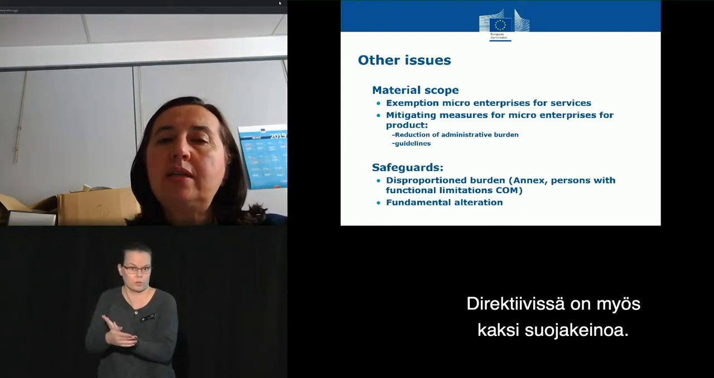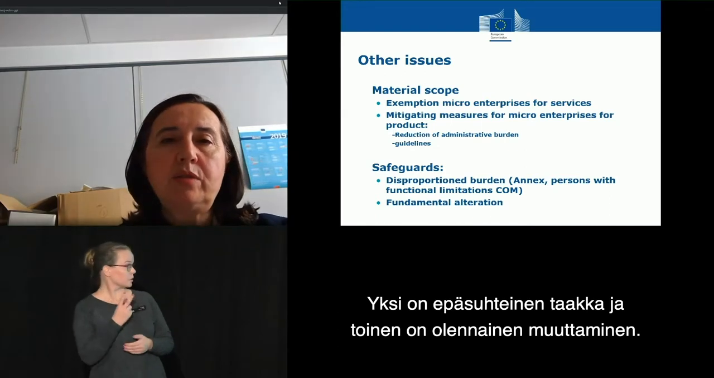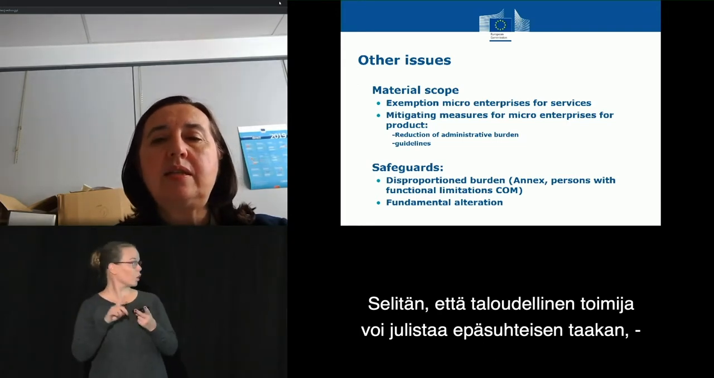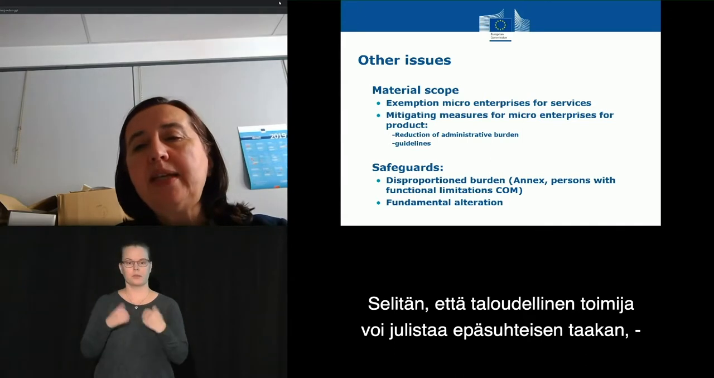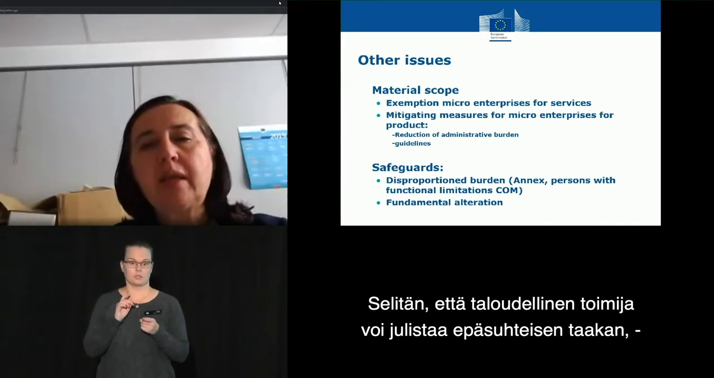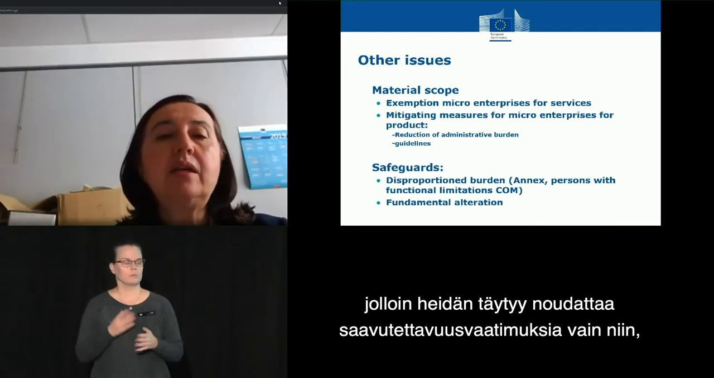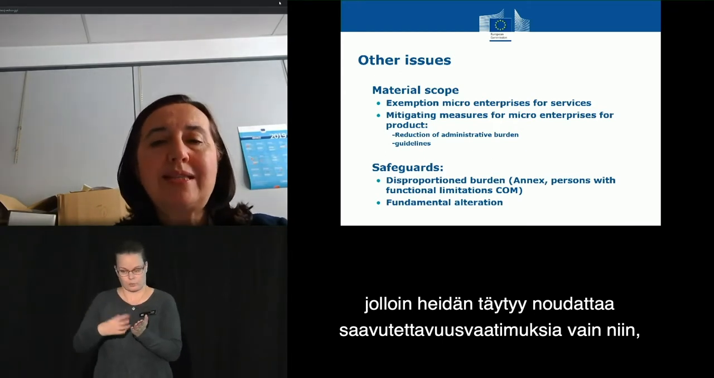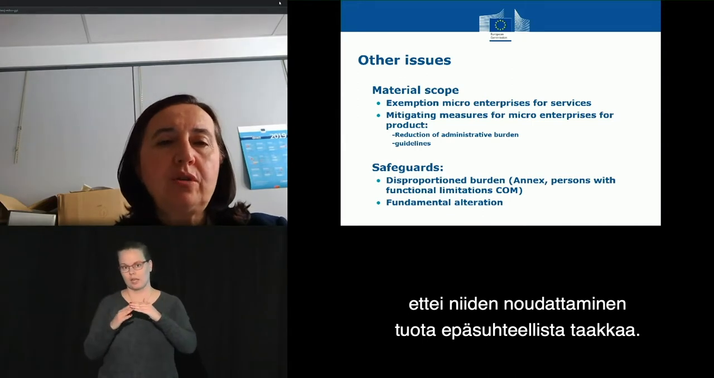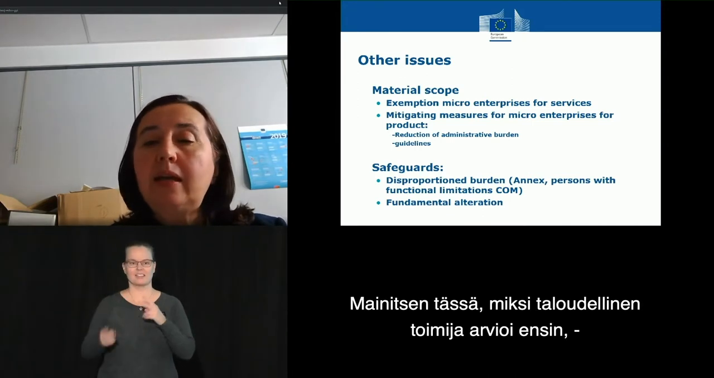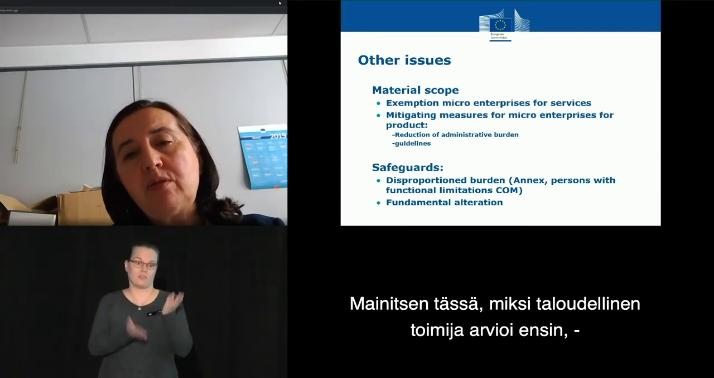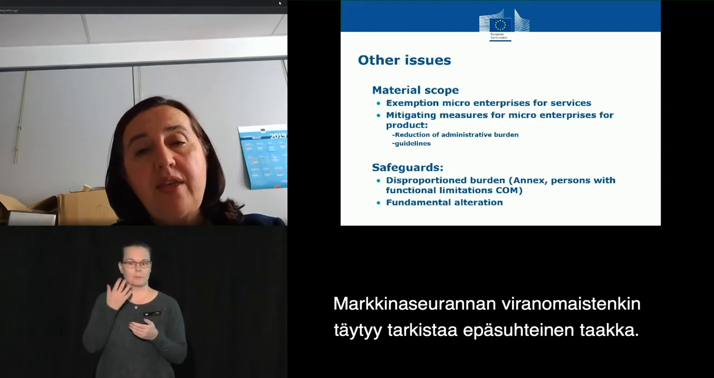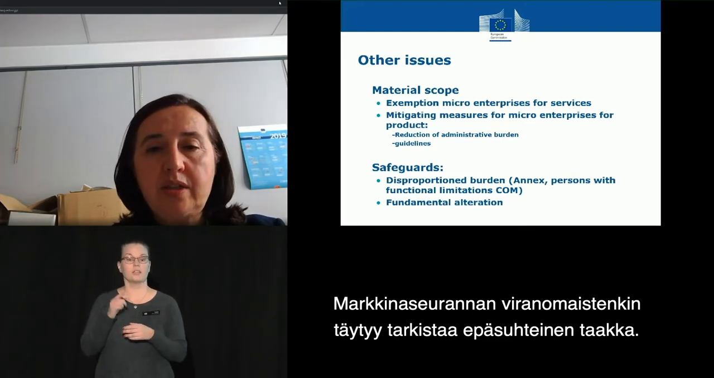The directive also contains two safeguards, one on disproportionate burden and one on fundamental alteration. Let me explain that disproportionate burden could be declared by the economic operator, and then they have to provide the accessibility requirements only to the extent that the burden to do so is not considered to be disproportionate. Let me say that while it is the economic operator the one that assesses at first instance whether the burden is disproportionate or not, this has to be checked also by the market surveillance authorities.